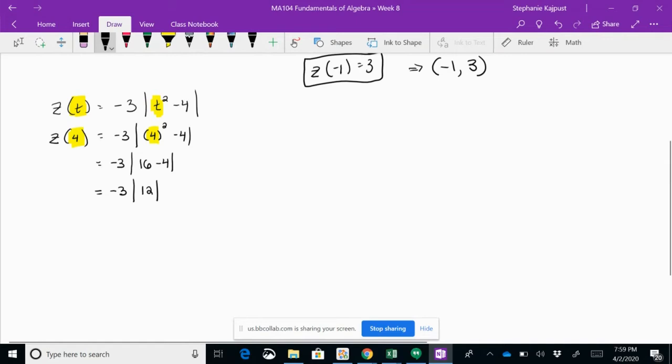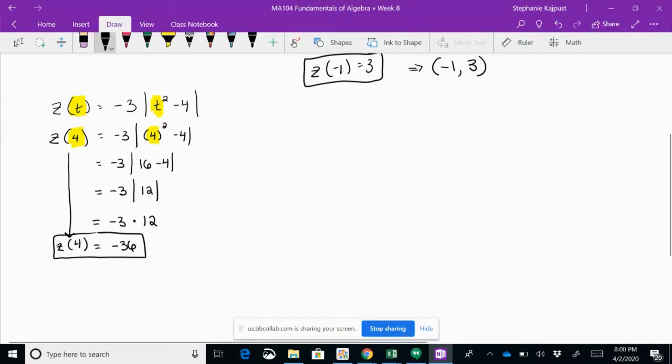This is -3 times the absolute value of 12. And the absolute value makes it positive. 12 is already positive. So this is really going to be -3 times 12. So then I just do multiplication. -3 times 12 is -36. So once you get to a single number, basically that z of 4 that you weren't touching drops down. And if it says find z of 4, you now have found z of 4. z of 4 equals -36.